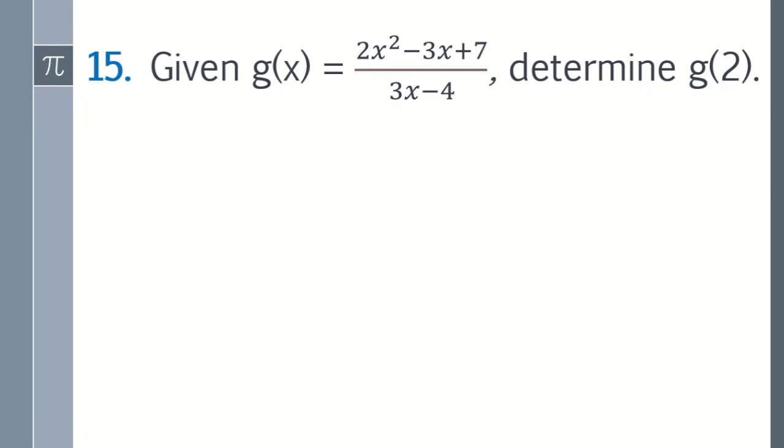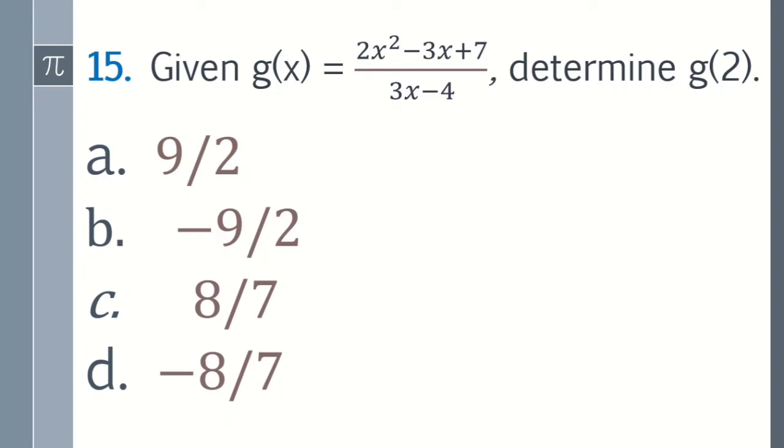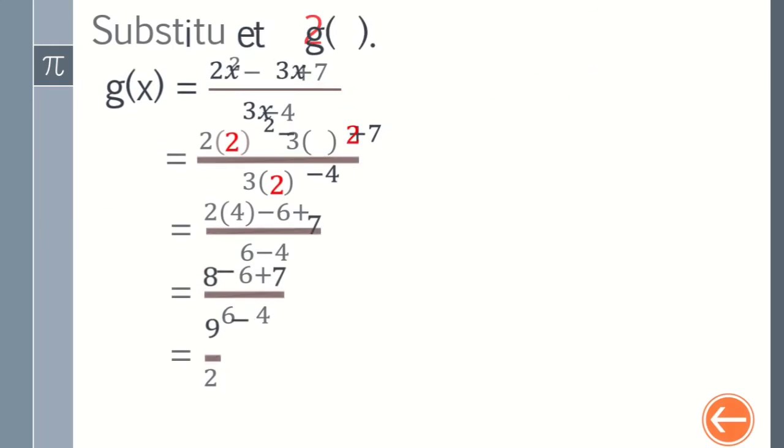Yun na ang last number natin. Mali ako ng numbering. Given g of x equals 2x squared minus 3x plus 7 over 3x minus 4, determine the g of 2. So, ang value ng x natin is 2. Is it A, 9 over 2, B, negative 9 over 2, C, 8 over 7, or D, negative 8 over 7? The correct answer is letter A, 9 over 2.